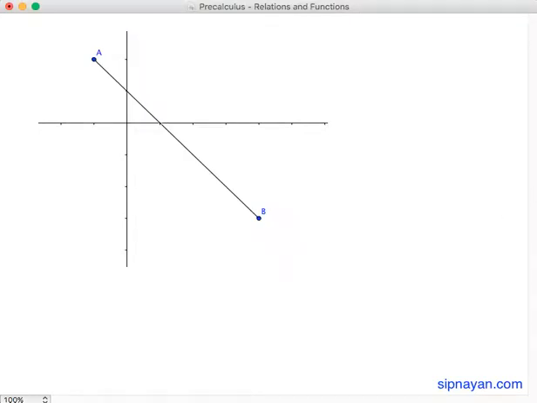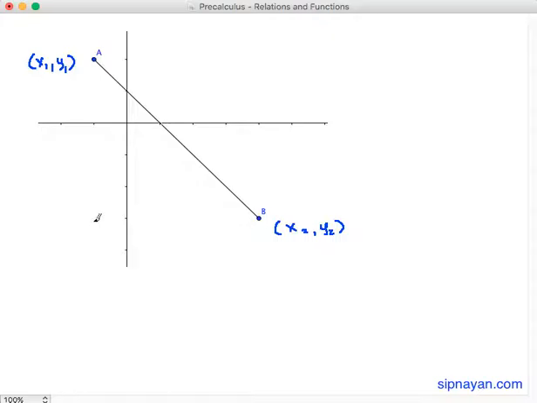For example, we have segment AB. The coordinates of A are x sub 1, y sub 1, and the coordinates of B are x sub 2, y sub 2. We said from the previous video that we can't get the distance directly. What we will do is create another point so that it becomes a right triangle.